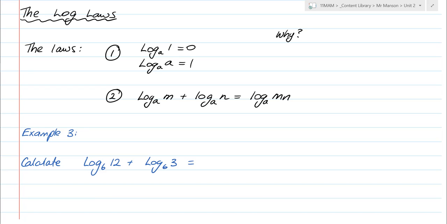So log law number 2 is a bit more important. This is directly related to this law: a to the power of m times a to the power of n is equal to a to the power of m plus n. And I believe it's proven in the textbooks. You can have a look at that if you want. When you multiply 2 indexes with the same base, you add the powers. With logs, if you add 2 logs with the same base, you multiply the bits inside the log. So log base a of m plus log base a of n equals log base a of mn. And it's on your formula sheet, so you don't have to memorise it.